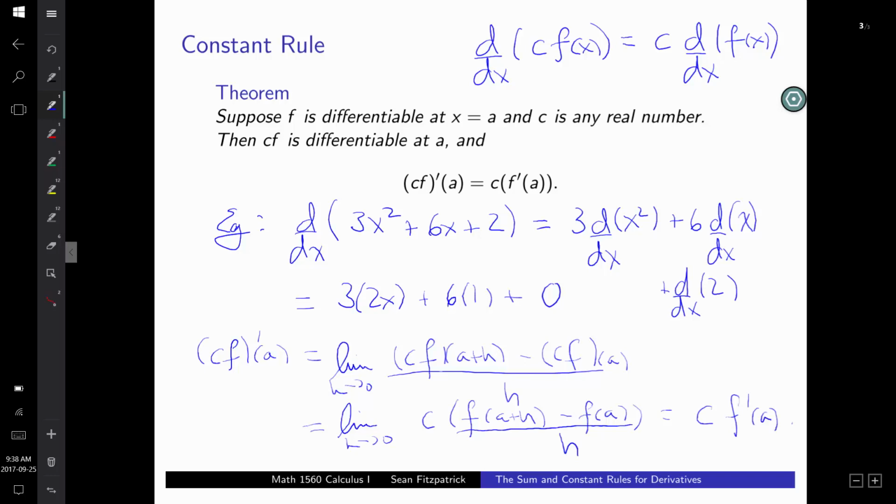Okay, so those are the sum and the constant rules. They let us handle simple derivatives. In particular, notice that we can take care of the derivative of any polynomial now. In the next video, we're going to look at the product rule, which is more complicated than you might think.